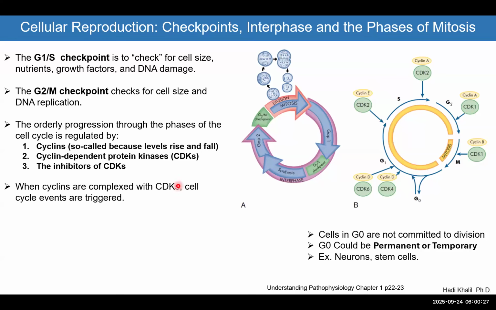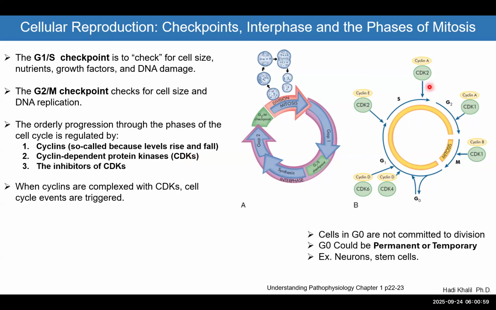Now, there is a very important aspect that I will be describing in the next slide. When the cyclins are complexed with the kinases, then the cell cycle events are triggered. Okay? So you would need this first category, the cyclins, to bind to their kinases in order to allow the cell cycle to continue.